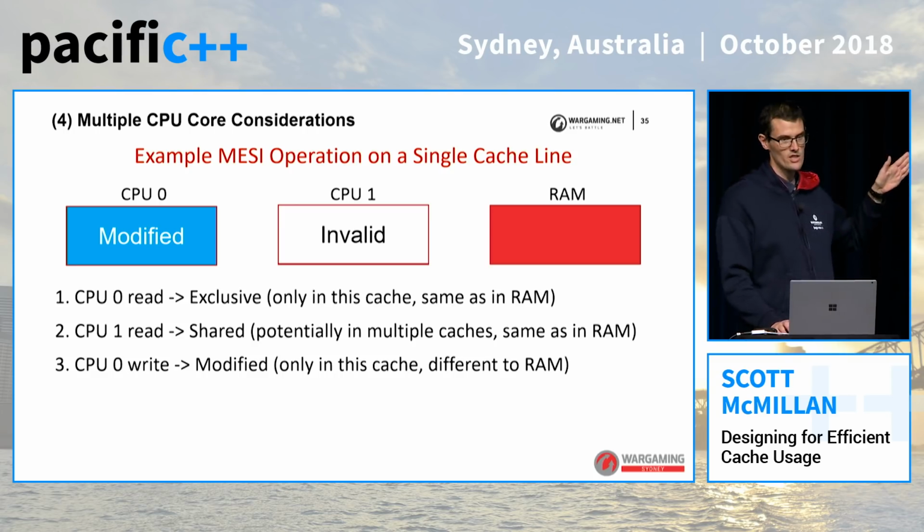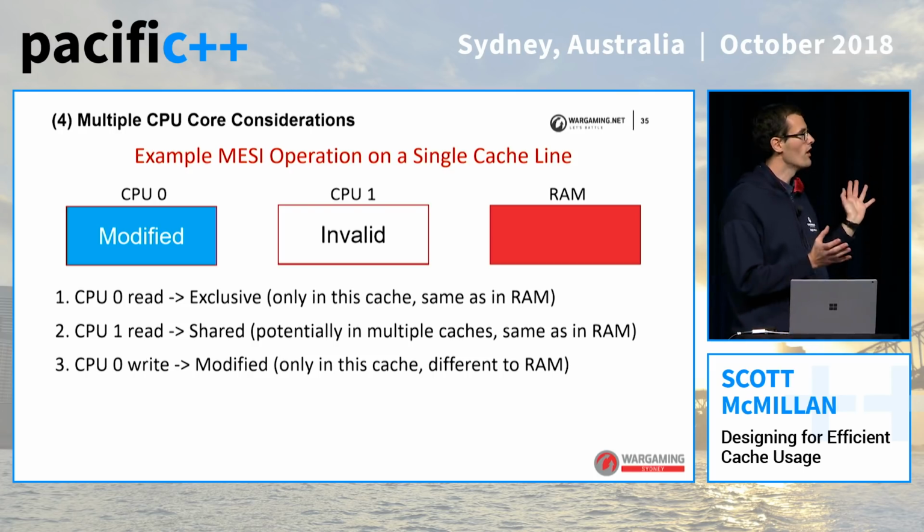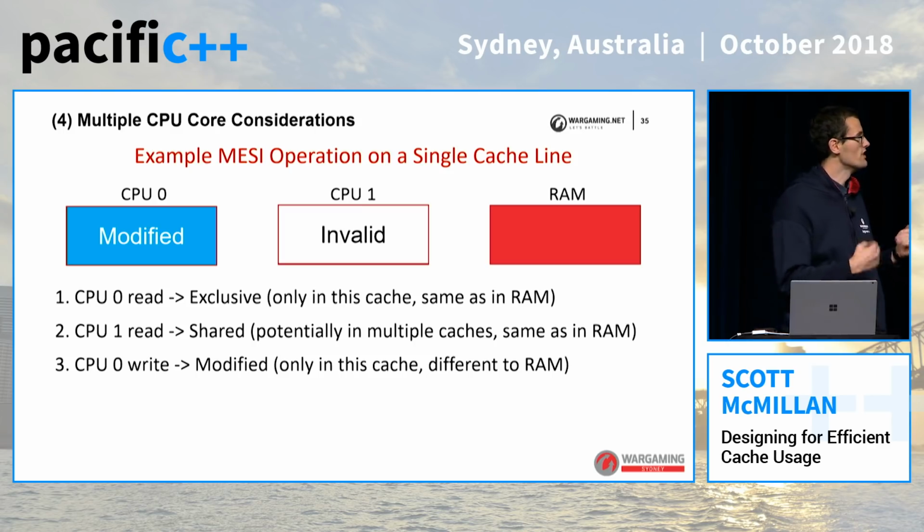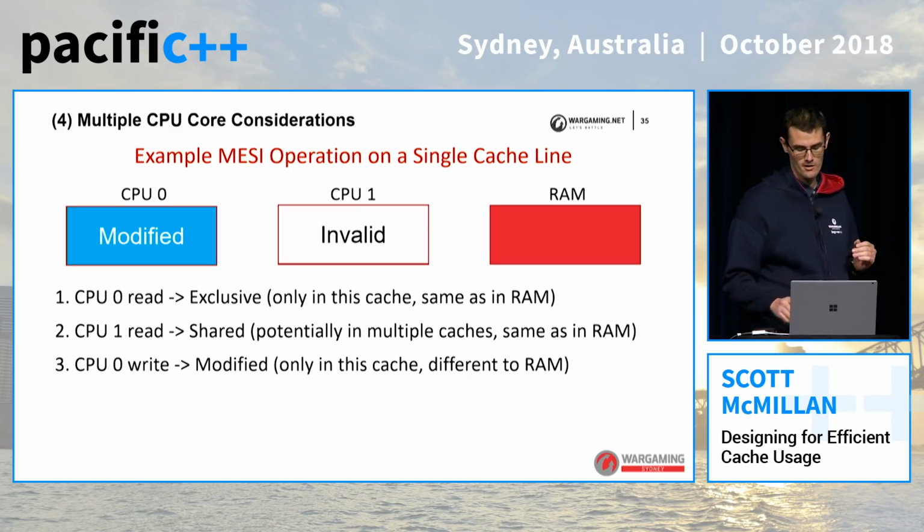Next, CPU 0 writes to the cache line. That invalidates the cache line in CPU 1, and CPU 0's cache line goes into the modified state, which means it's only in one CPU cache, and the contents don't match what's in memory. Once we've gotten to this point, CPU 0 could keep writing to this cache line without generating any extra bus traffic, unless there's contention on access to this cache line.